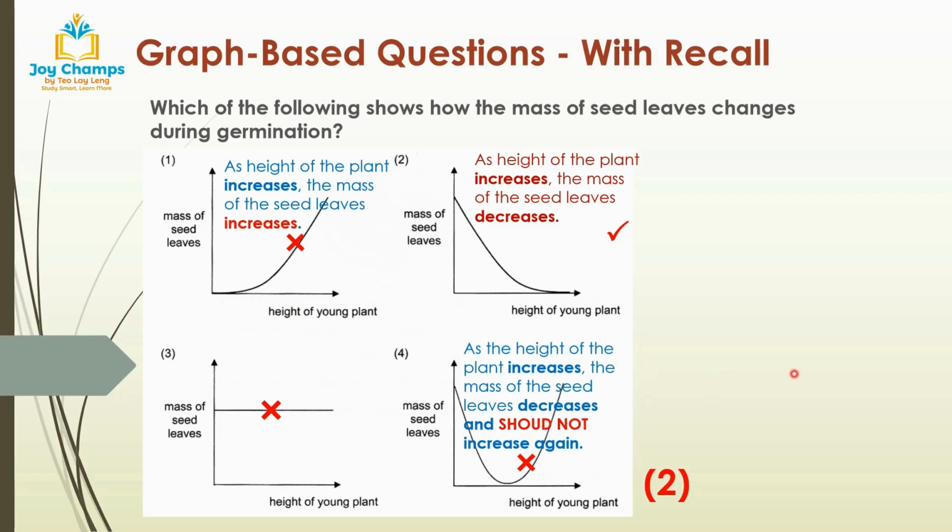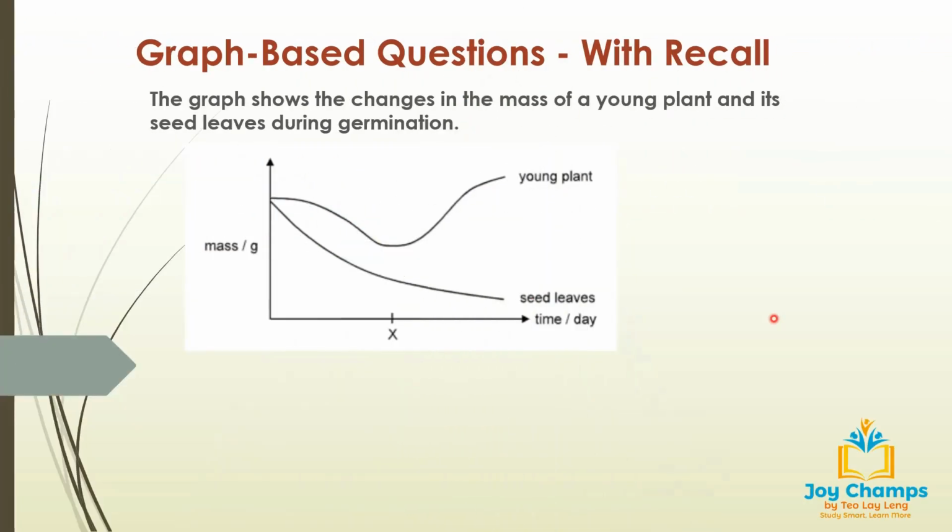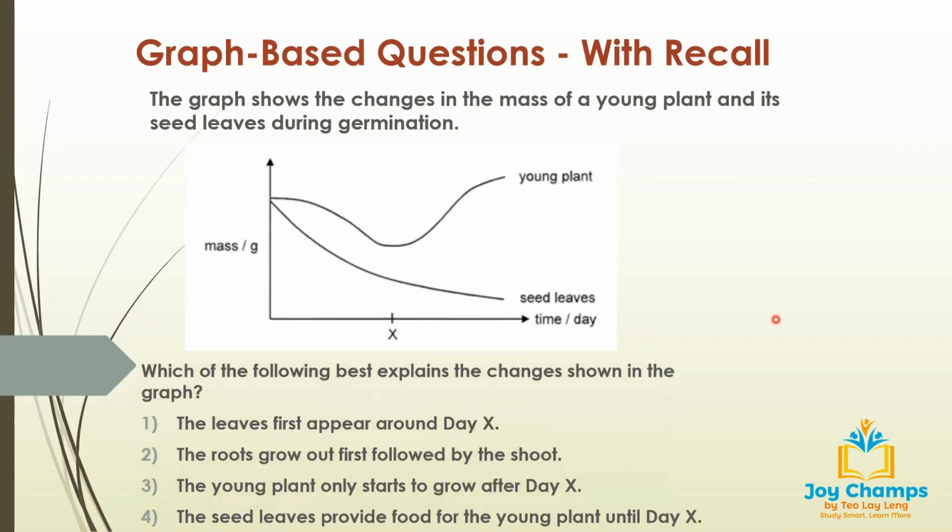Now, let's take a look at another question and allow yourself to practice the next question to see if you are able. Now, let's hop on and take a look at the second question. The graph below shows the changes in the mass of a young plant and its seed leaves during germination. Which of the following best explain the changes shown in the graph?